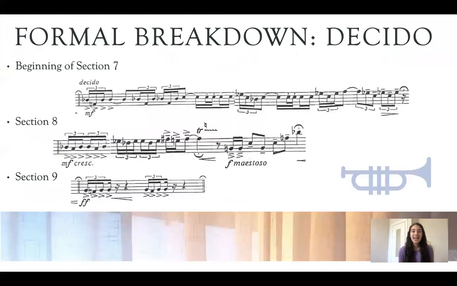Speaking of the decido, section 7 is where it starts, and we basically get this fanfare progression with a lot of perfect fourths. The beginning of it sounds like this. This repeats about 3 times within section 7 with some variation on each one, and it gets progressively higher as we go through the section. Then in section 8, we get the climax of the piece, which sounds like this.